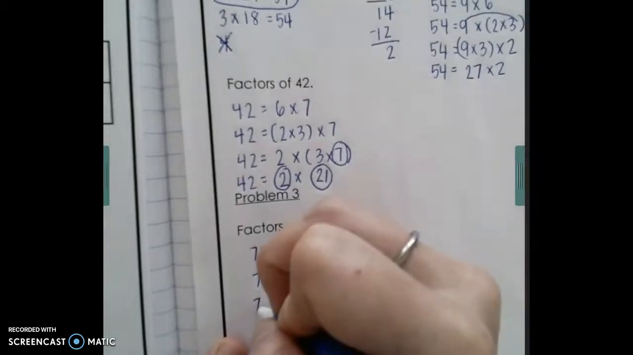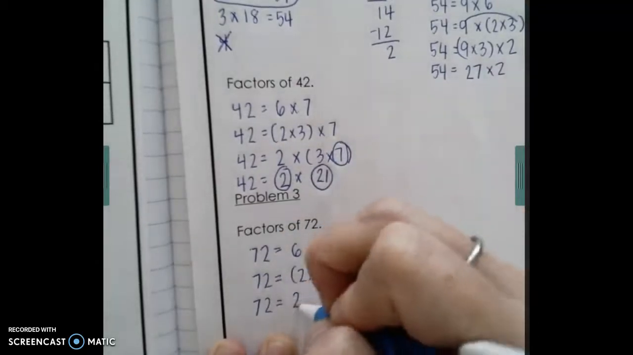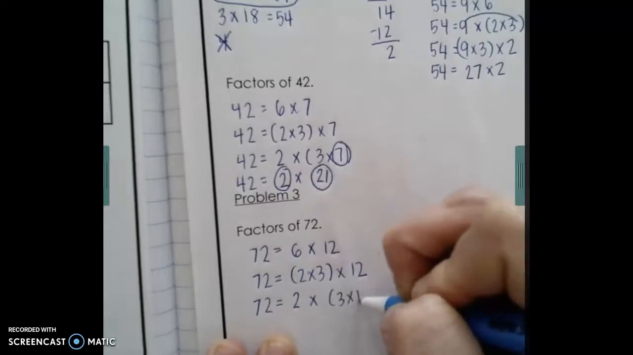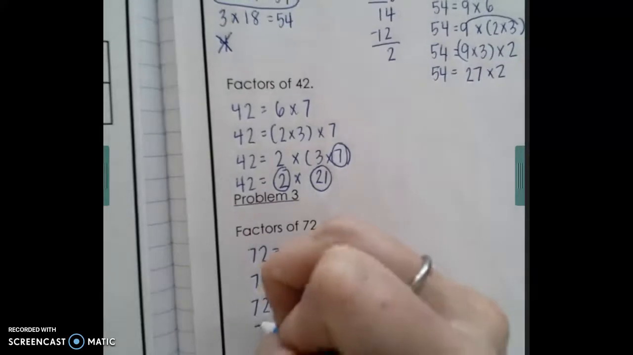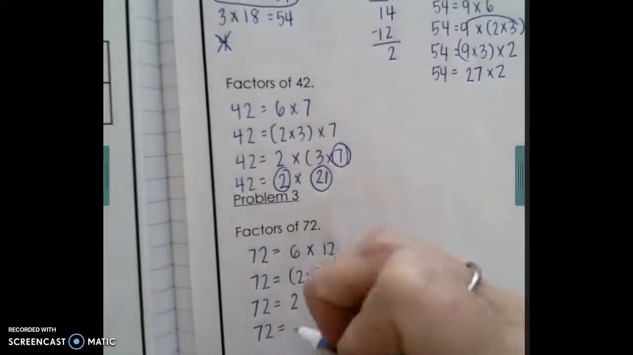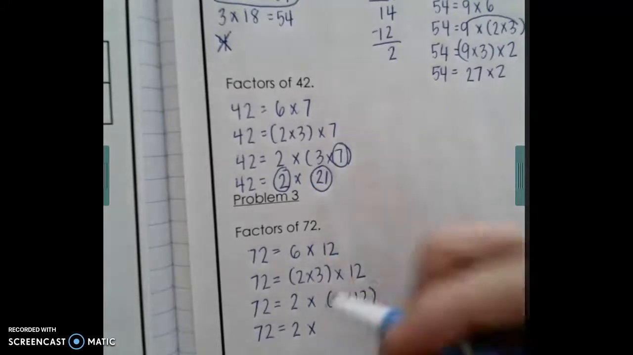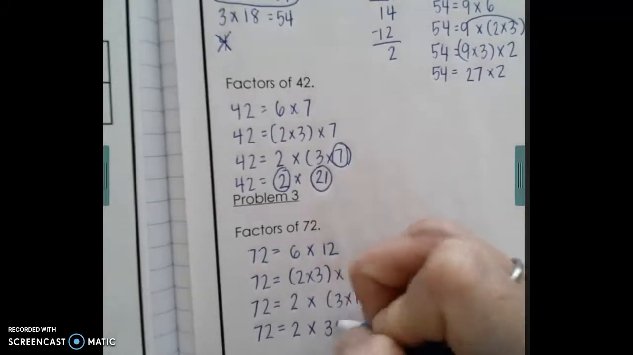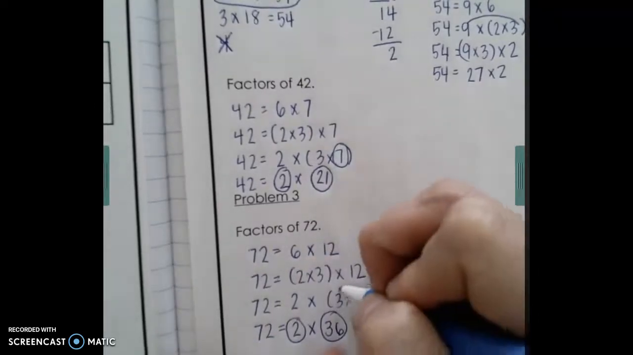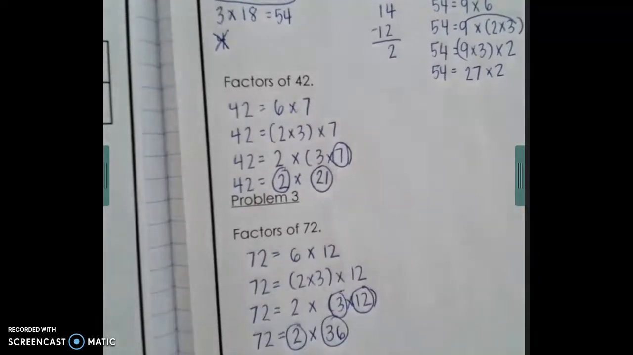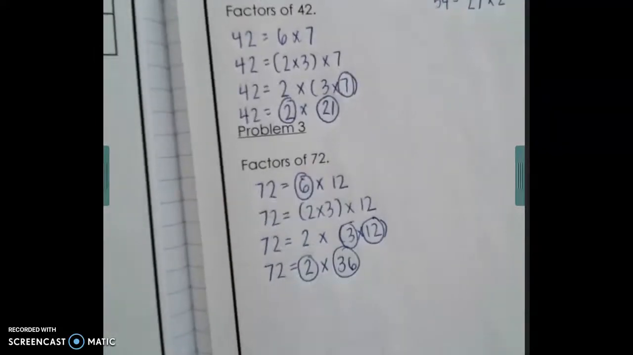Okay, I'm going to take my 72 and do my associative property. Instead of doing 2 times 3, I'm going to lump it with my 3 times 12. Just switching where my parentheses are. So 72 is going to be 2 times 3 times 12. If you know your 12 facts, that's going to be 36. So now I know that 2 is a factor of 72, 36 is, 3 is, 12 is, 6 is. So I'm getting a bunch of different factors of 72.